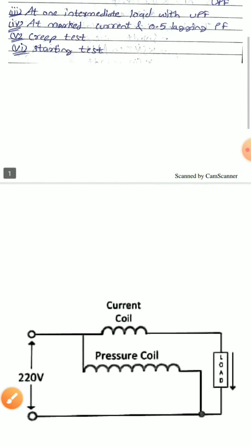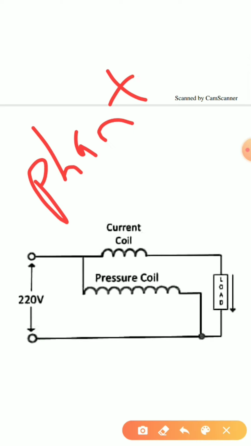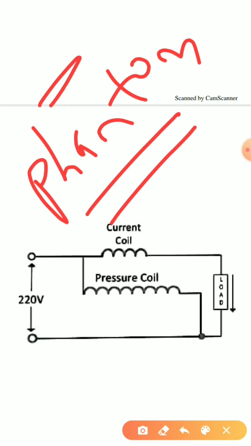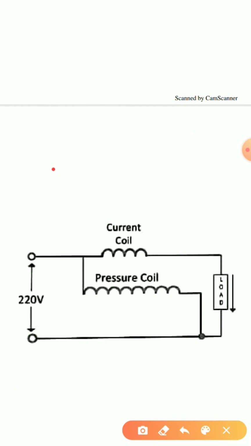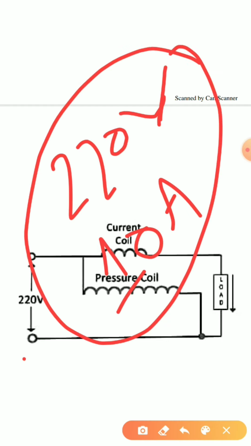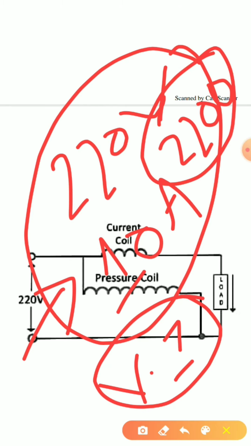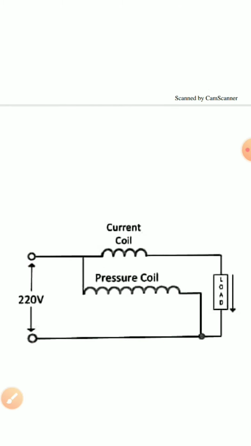Then one more concept that comes into the picture is phantom loading. Why do we go for phantom loading? For example, if the energy meter that I am going to use has a rating of 220 volt and 10 amperes, then I have to give these parameters. When I am giving these parameters, it is clearly understood, V into I directly, around 2200 watts of power loss is there. This is a very great power loss just for the testing of an energy meter.